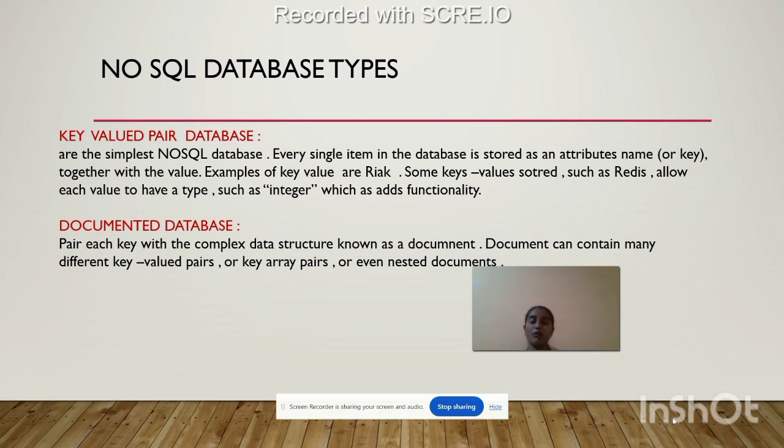An example of key value is where some key values are stored such as radius, and each value has a type called integer, which adds functionality to the database. Document database is a database with a complex structure known as the document, which can contain many different keys such as key value pair, key array pair, or even nested documents.